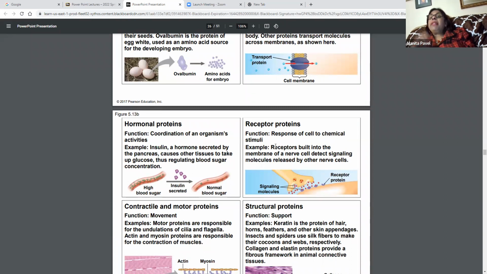Second last protein, receptors. Receptor comes from the word to receive. So receptor proteins are responsible for the cell to receive chemical stimuli, to receive a stimulus and thereby respond to it. So receptors, you can see here, we have signaling molecules and we have receptor proteins that are present on the skin, and the receptors built into our cell membranes. So the receptors built into the membrane of a nerve cell is going to detect that there is a signaling molecule released by other nerve cells.